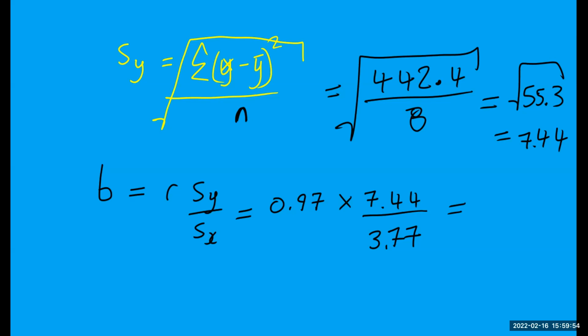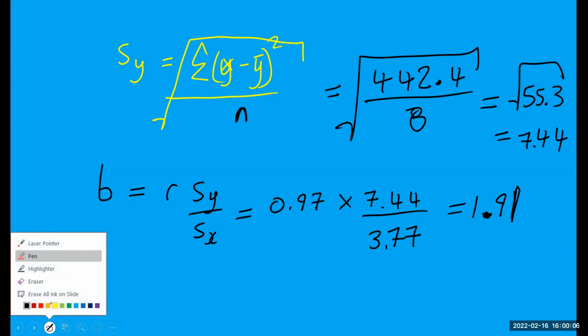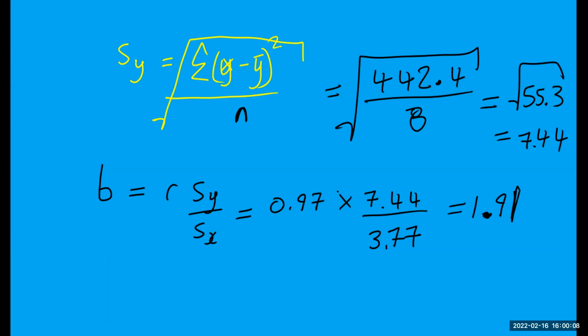And I get 1.91. So that's our gradient, 1.91. Nice.